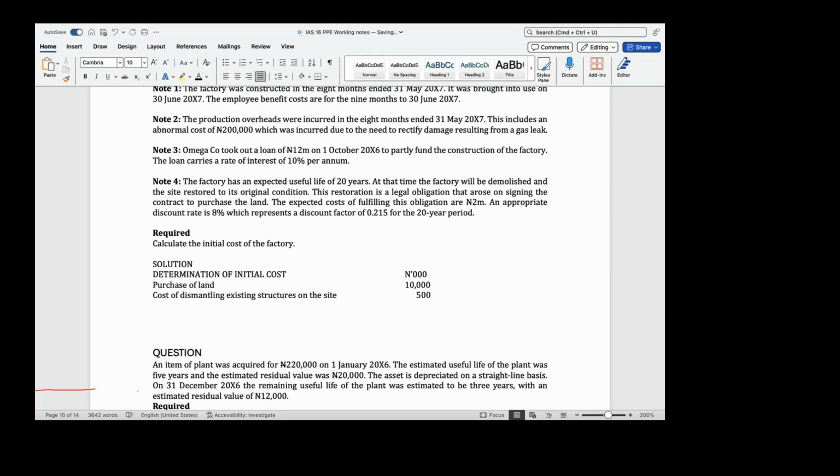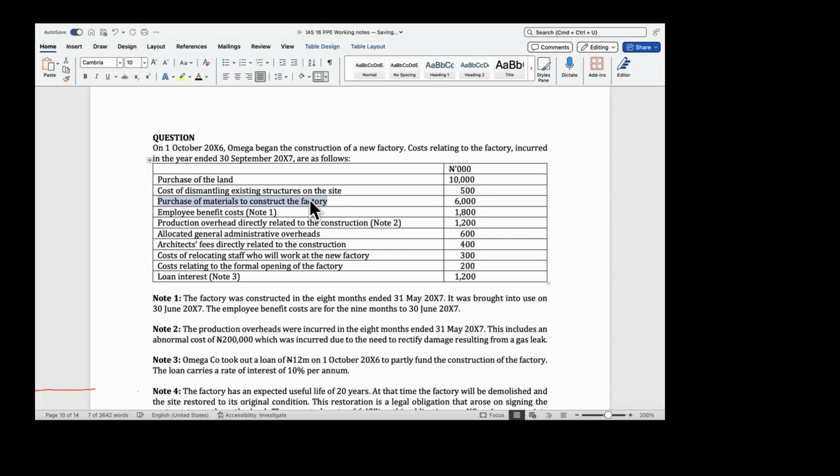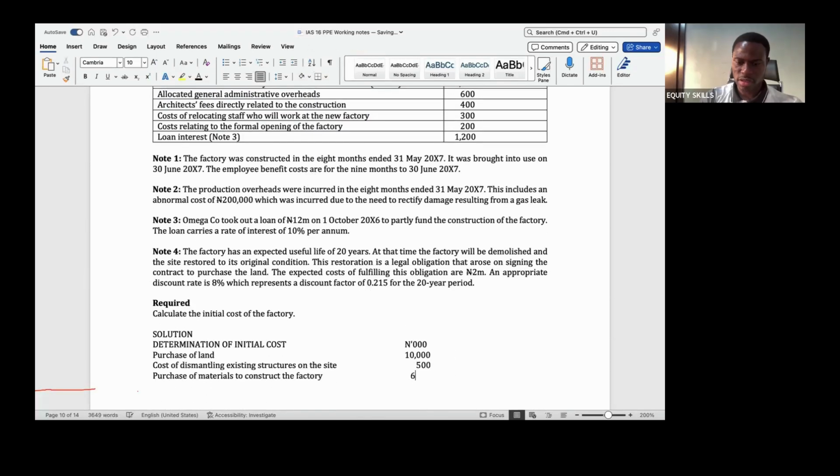Okay. All right. The next one is purchase of materials to construct the factory. Are we capitalizing this? Capitalize, sir. Yeah, capitalize it. 6,000.